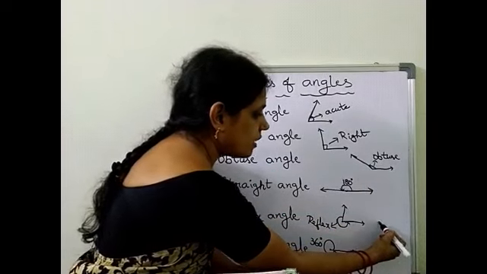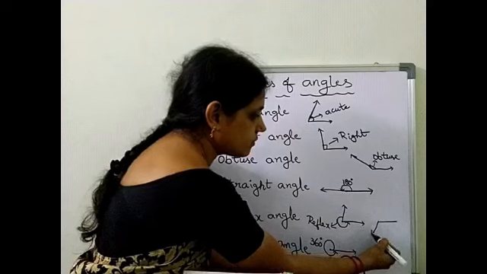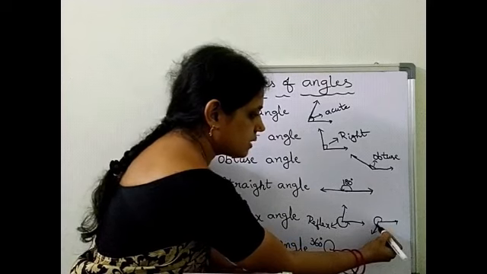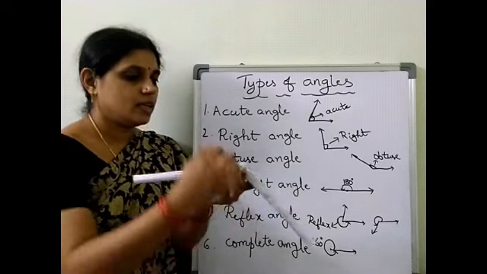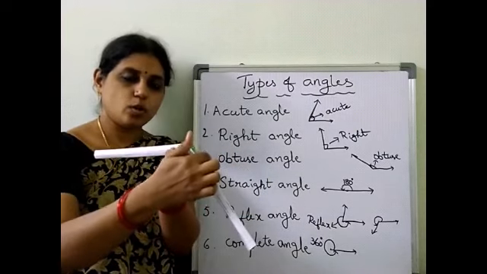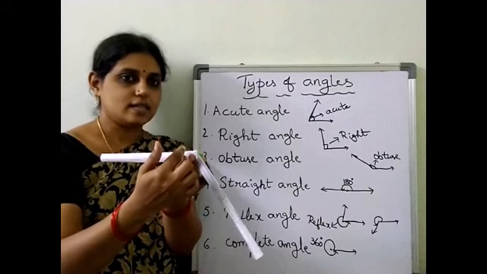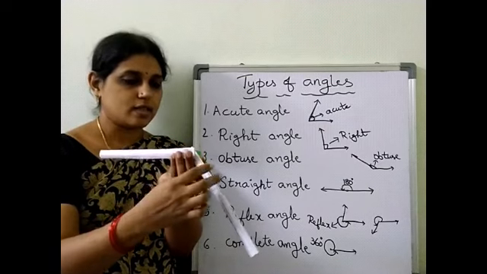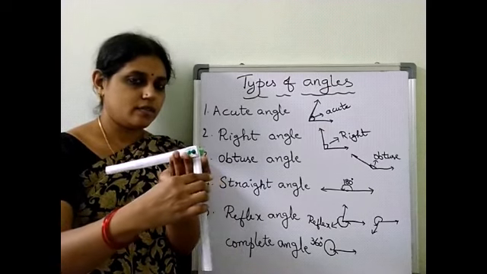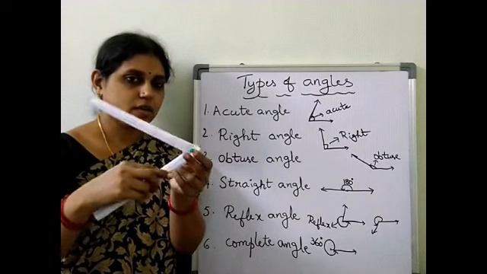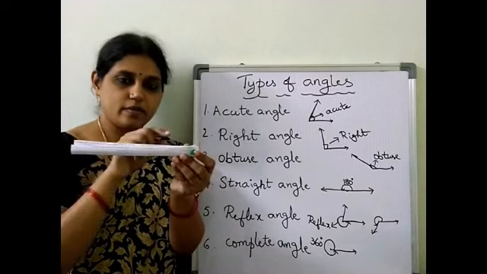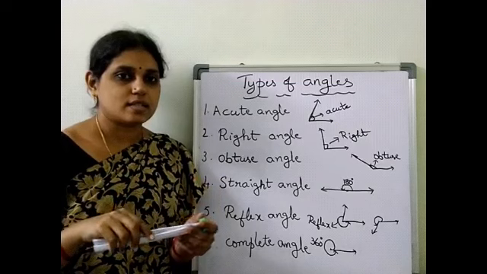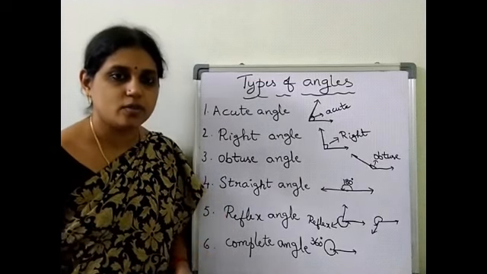Many ways we can draw a reflex angle. So this is a reflex angle, in that way also we can draw. Whatever angle is there, it is more than 180 and less than 360 degrees. So these all are reflex angles. Okay, and now complete angle means it rotates, one rotation it finished. So complete angle, that is 360 degrees. Hope all of you understood.